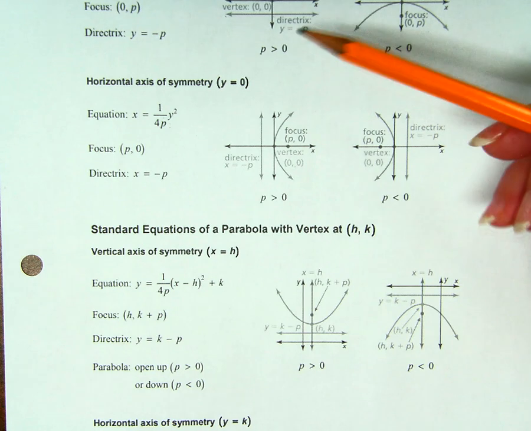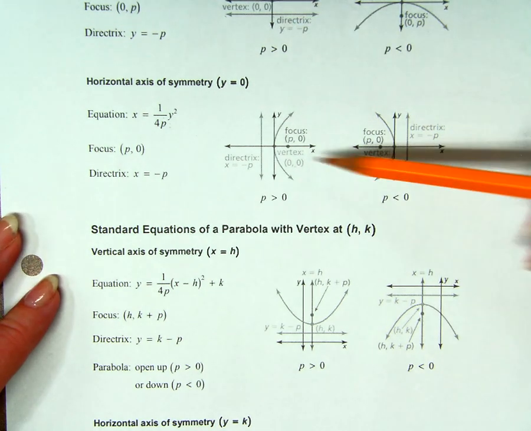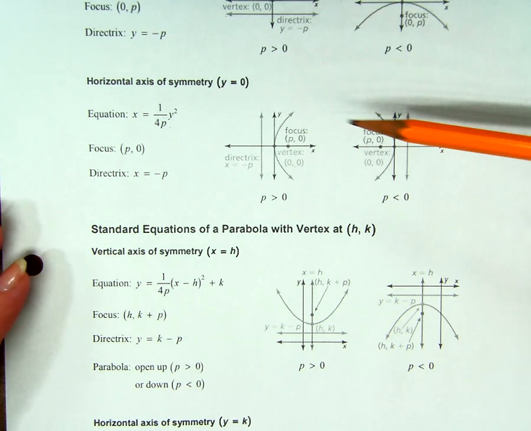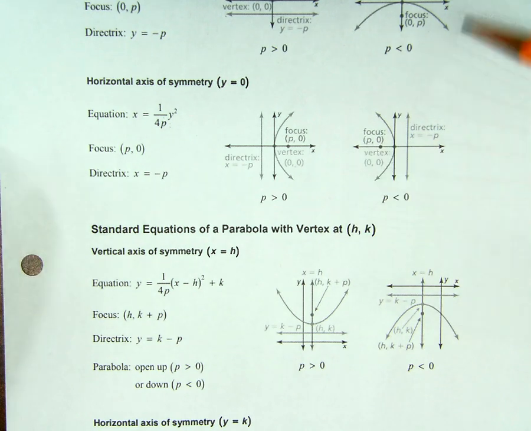So I'm going to be giving you all sorts of different combinations of focus and directrix and vertex. Give you points that it passes through. I'm going to tell you which way it opens. And you're going to be able to write the equation of all of these parabolas based on the given information. Does that make sense? Okay.